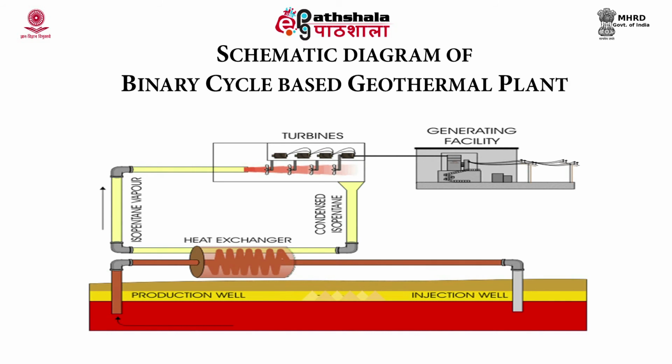So, in this schematic diagram, you have an additional heat exchanger. And here, what happens? You have a secondary fluid which is isopentane or isobutane. It traps the heat and then it is used for the generation of electricity by turning the turbines, while after its usage, this secondary fluid is recycled in this type of cycle.